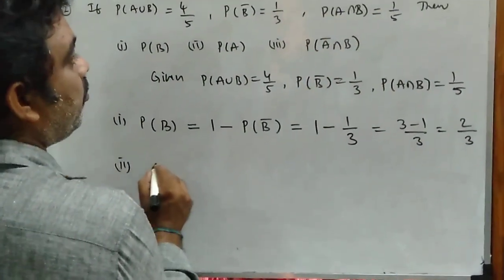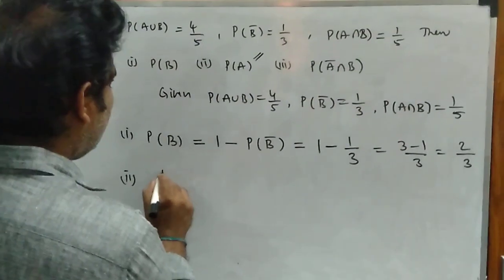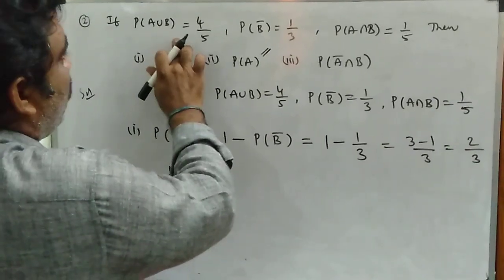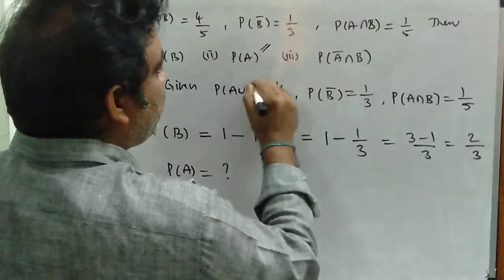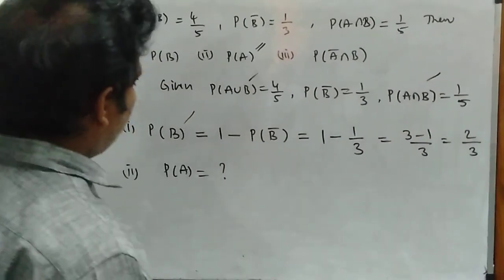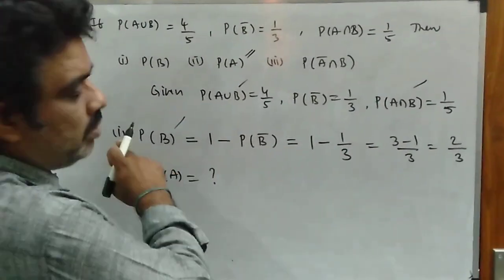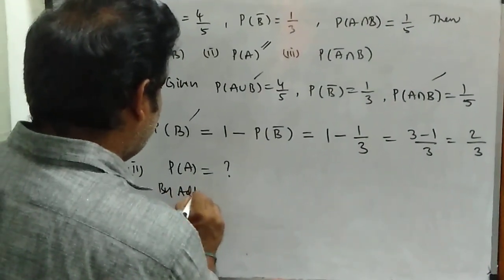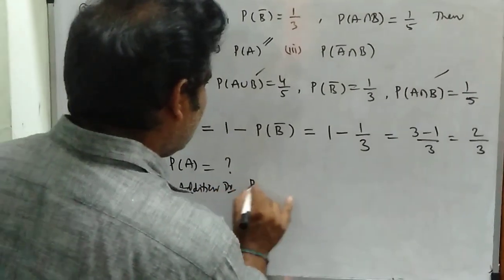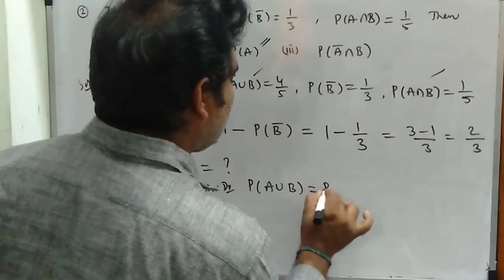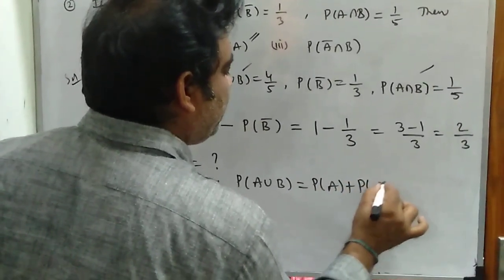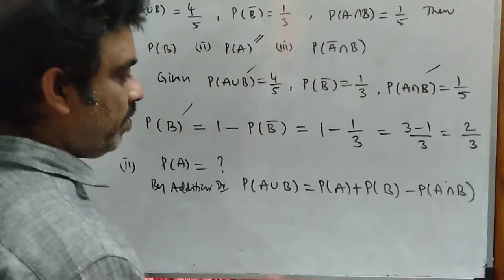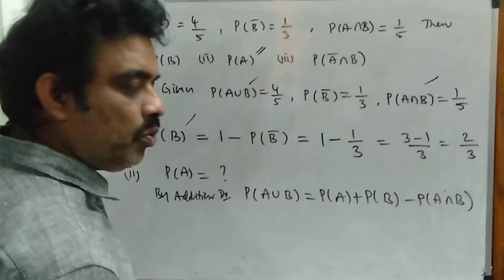Similarly, we have to find P of A, that is our question mark. Here we know P of A union B, we know P of A intersection B, and P of B also we know from the first problem. So I use the addition theorem. By addition theorem, we can write P of A union B is equal to P of A plus P of B minus P of A intersection B. So to find P of A, I am using the addition theorem for two events.